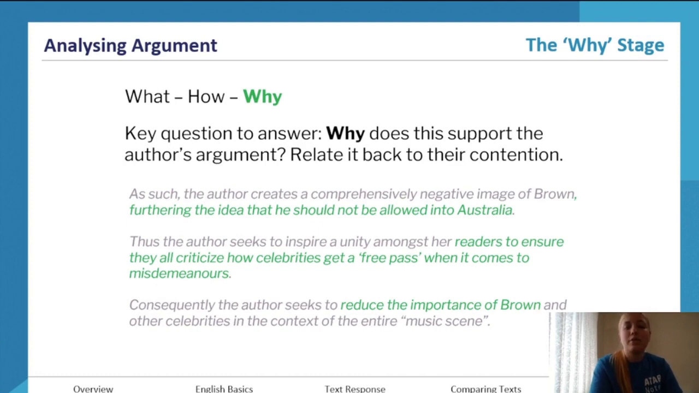Or thus, the author seeks to inspire a unity amongst her readers to ensure they all criticize how celebrities get a free pass when it comes to misdemeanors. So, encouraging people to criticize people like Brown, and understand that celebrities are people like us and they should not get special treatment, and reduce the importance of Brown. Another example. Wonderful.